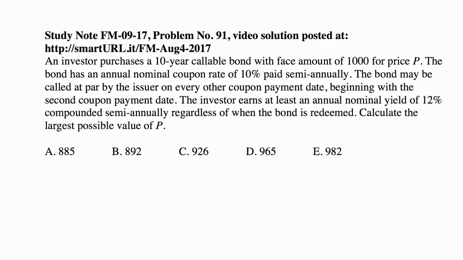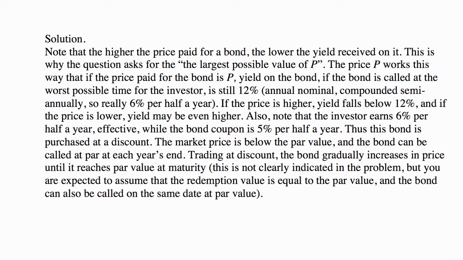Now 12% compounded semi-annually is 6% per half a year. That's important to note here. The higher the price paid for a bond, the lower the yield received on it. It's a general principle. You should be aware of it. It's not very complicated. Remember that. This is why the question asks for the largest possible value of P.